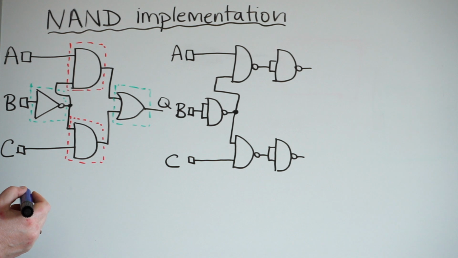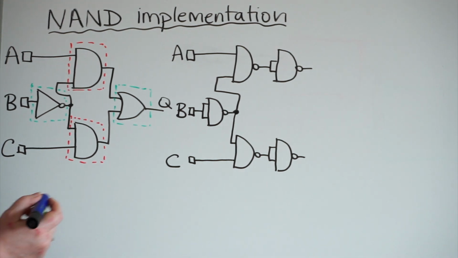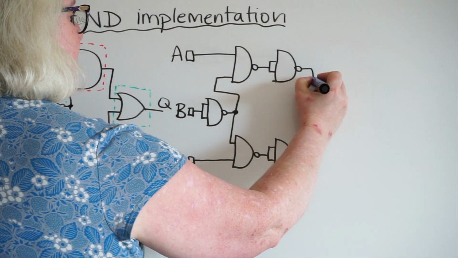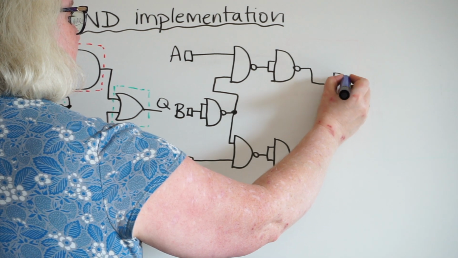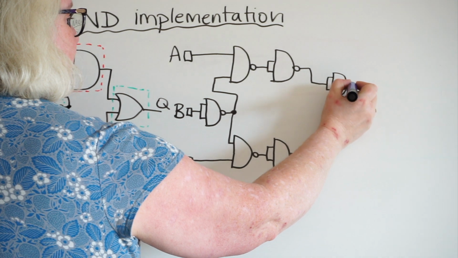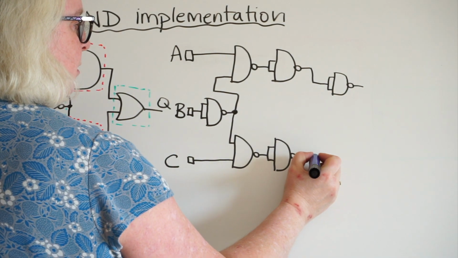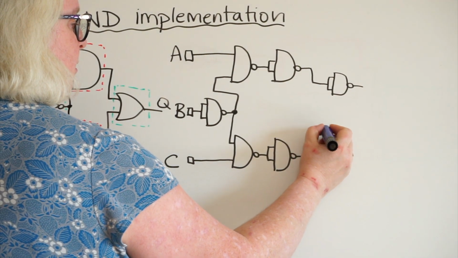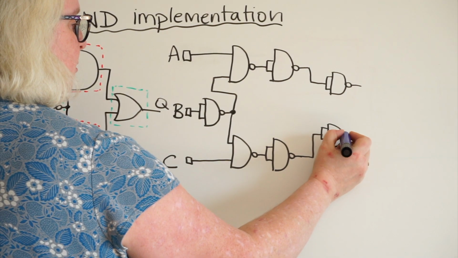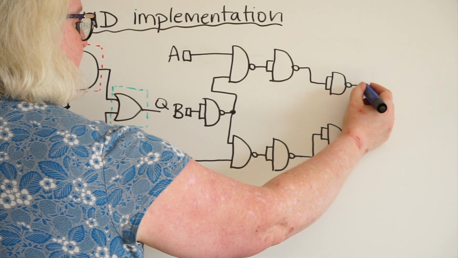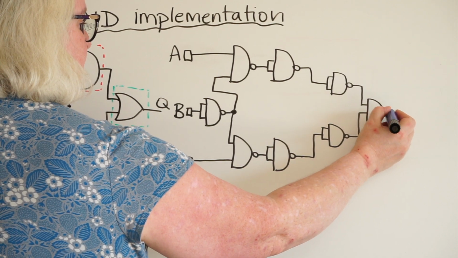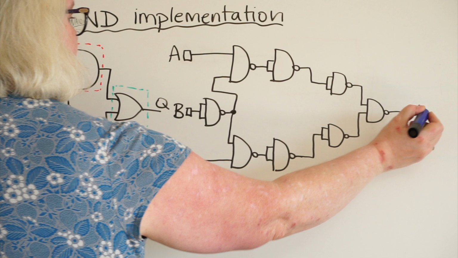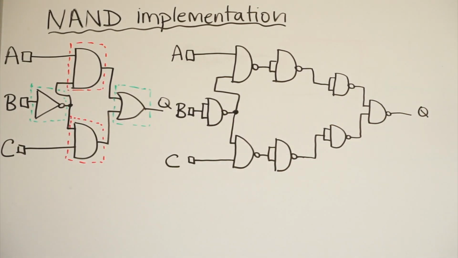So the only thing we've got left now to draw is our OR gate. So for the OR gate, we have 3 NAND gates. So there's the first one, the second one, and then they go together into a third one. And that's our output Q.